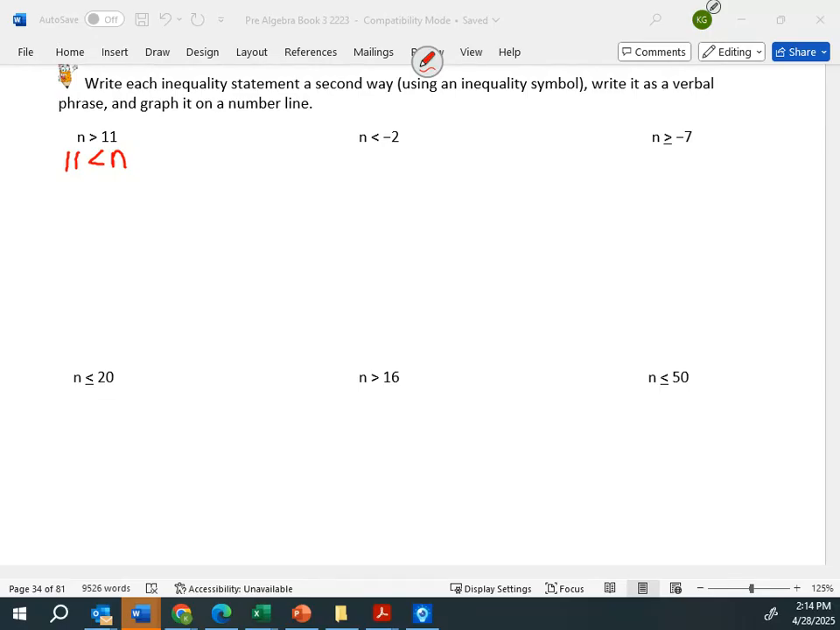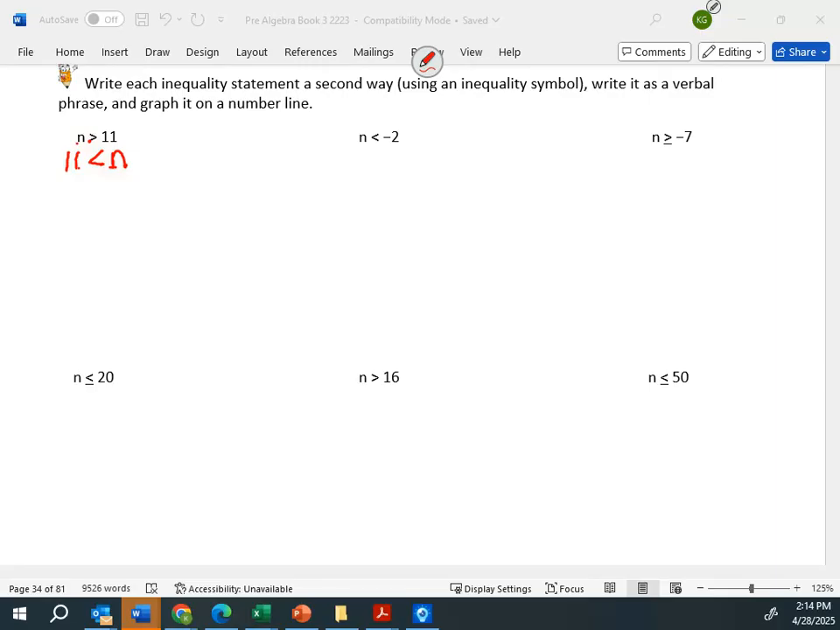Because n we know is a bigger number than 11. It could be 15. 11 is less than n. 11 would be less than 15. So they mean the exact same thing, but you just have to remember, if you flip n to be on the right, you have to flip that inequality symbol. So if n is bigger, when we come down to flipping it, n still has to be bigger than that 11.